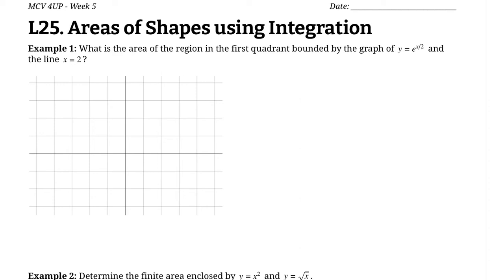How do we solve a problem like this? What is the area of the region in the first quadrant bounded by the graph of y equals e to the x over 2 and the line x equals 2? I'm going to tell you, it's nothing new. This is what we've been doing for a little while now.